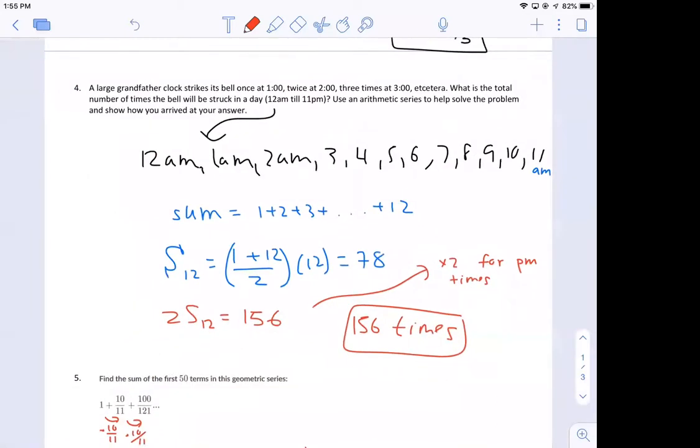So a large grandfather clock strikes its bell at 1 o'clock, 2 o'clock, and 3 o'clock. At 1 o'clock, it strikes once, 2 o'clock 2 times, 3 o'clock 3 times. So at 12 o'clock a.m. and 12 o'clock p.m., it's going to strike 12 times. At 11 p.m. and 11 a.m., it's going to strike 11 times, etc. What is the total number of times the bell will strike in a complete day from 12 a.m. until 11 p.m.? Use an arithmetic series to help you solve the problem.